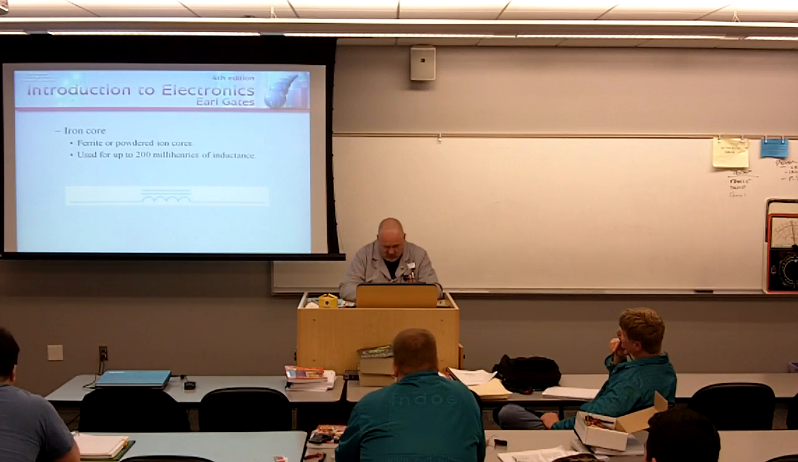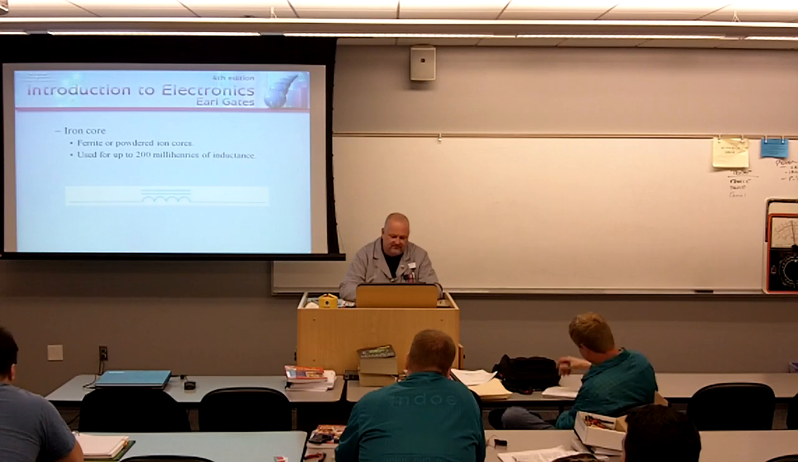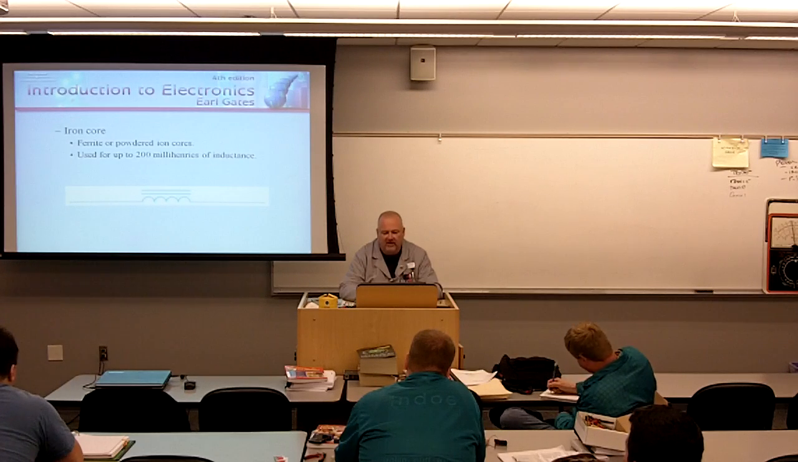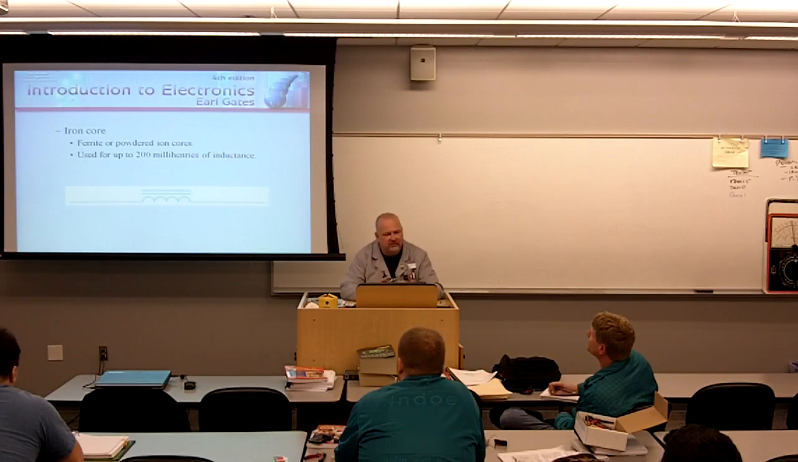It's iron core. Used for values of typically up to 200 millihenries of inductance. The schematic symbol shows 2 parallel lines next to the coil. That shows that there's an iron core next to the coil.